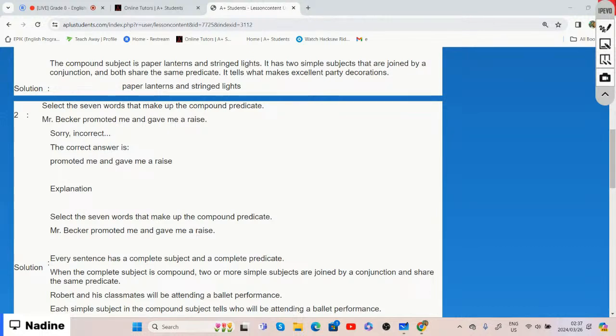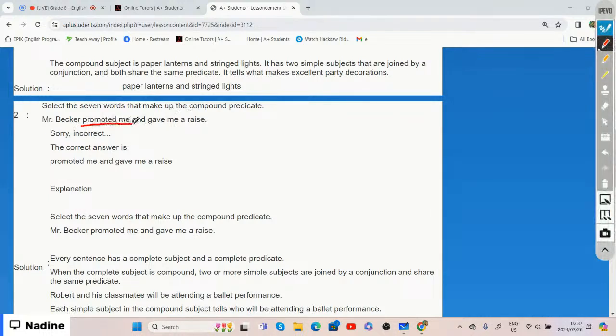So it started with the first word, which is promoted. So promoted me and gave me a raise. So first promoted me, then gave me a raise. So that is the 7 words that make up the compound predicate. 1, 2, 3, 4, 5, 6, 7. So we don't just say promoted, or we don't just say gave, but we need to take that whole phrase, right?